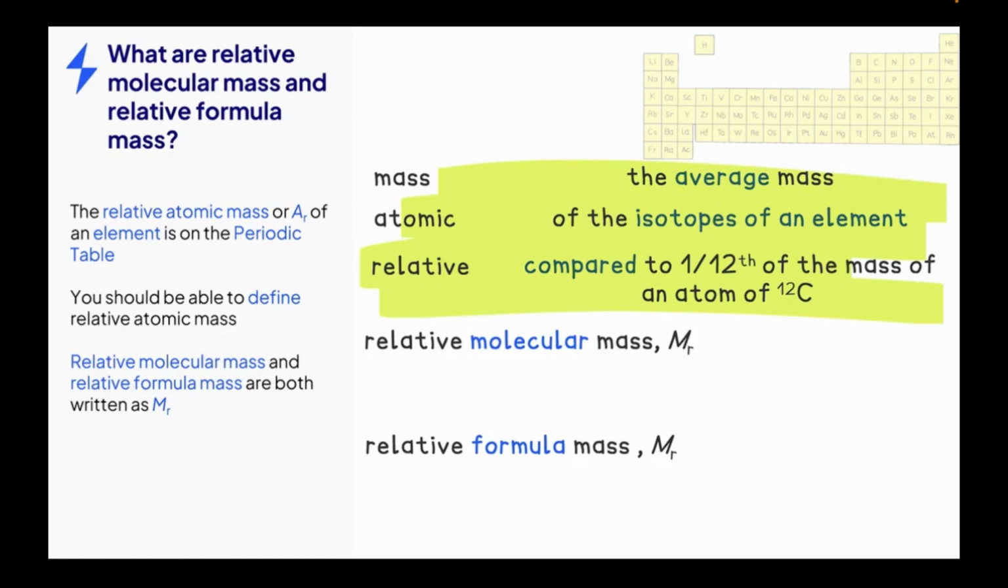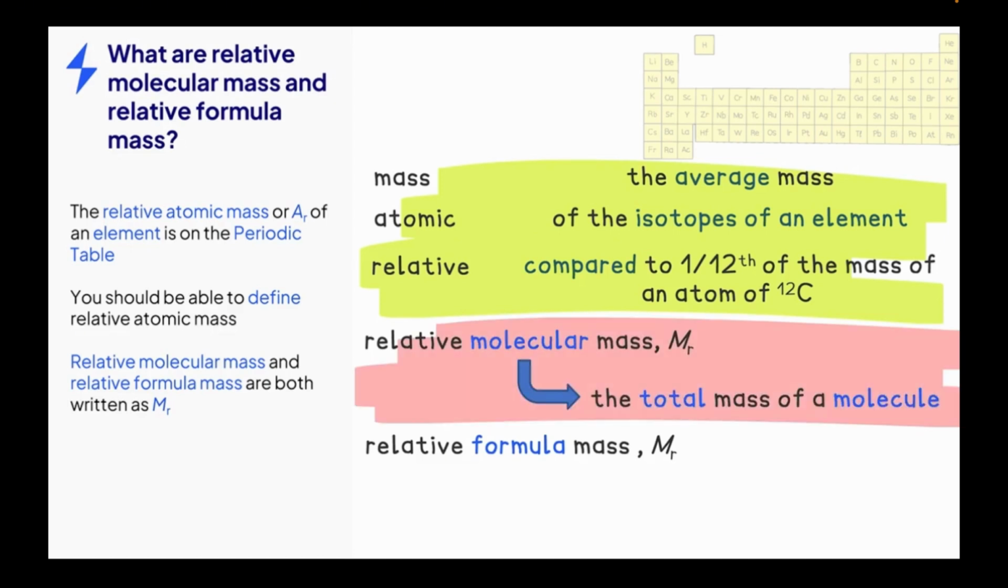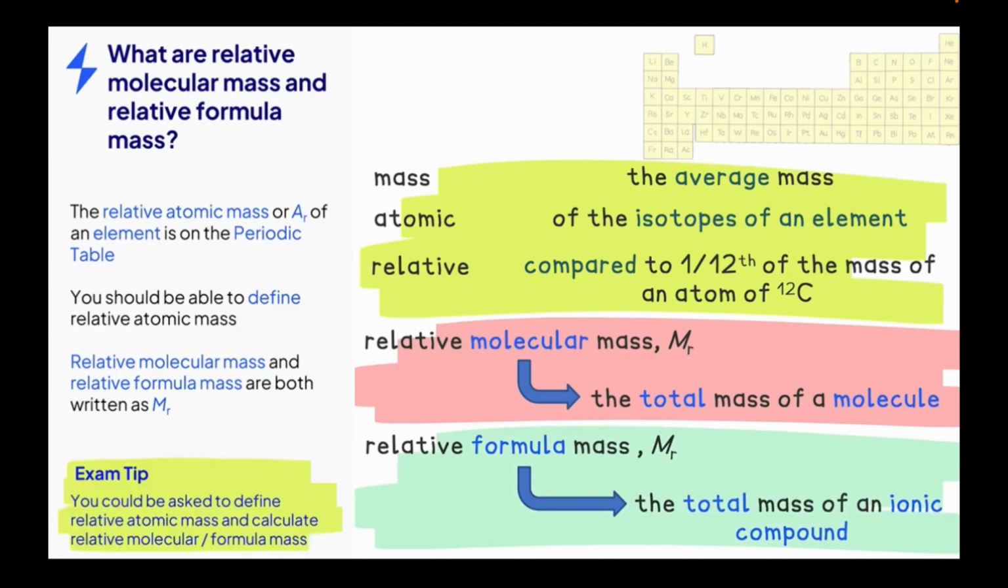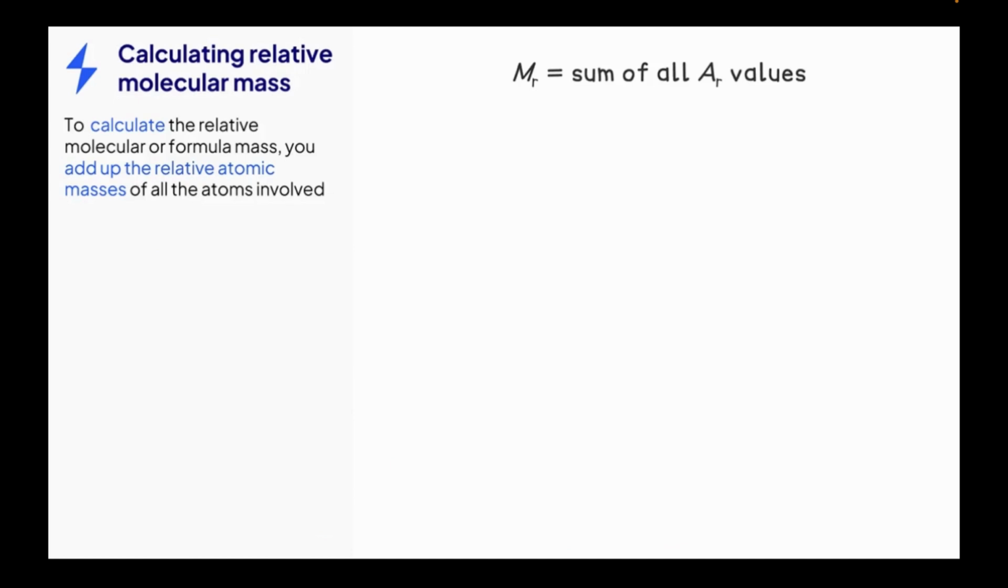Relative molecular mass and relative formula mass are both written as Mr, but there is a subtle difference. Relative molecular mass is the total mass of a molecule. Relative formula mass is the total mass of an ionic compound. The questions that you are usually asked about relative atomic mass are different to those about relative molecular or formula mass. The way to calculate relative molecular or formula mass is to add up all of the relative atomic masses of the elements in the chemical.